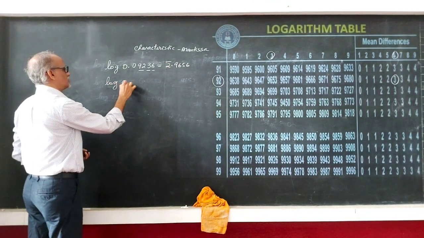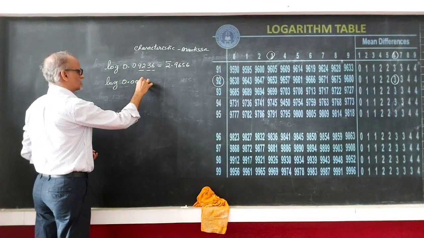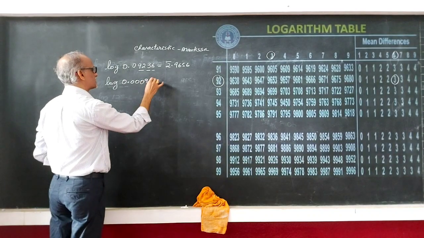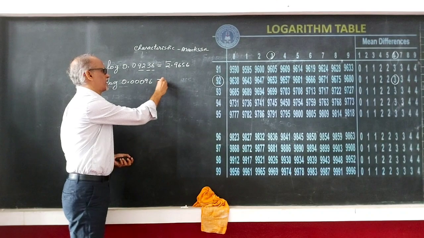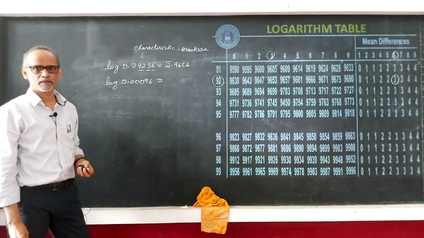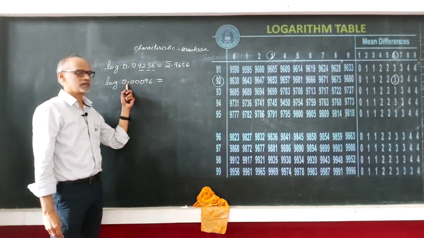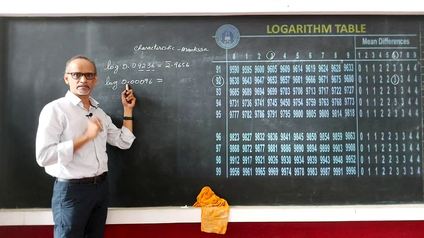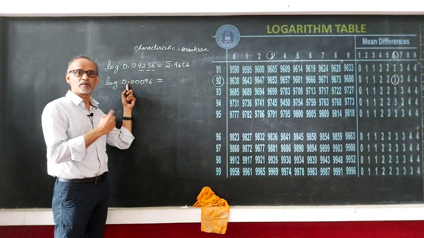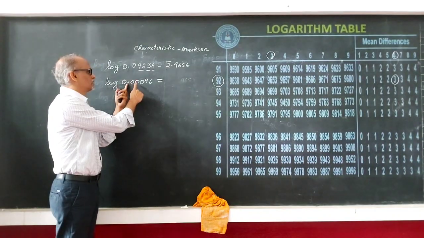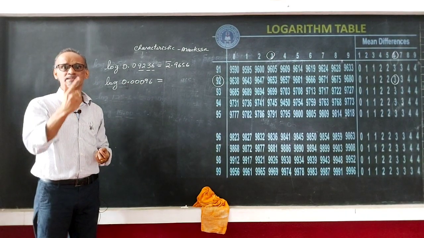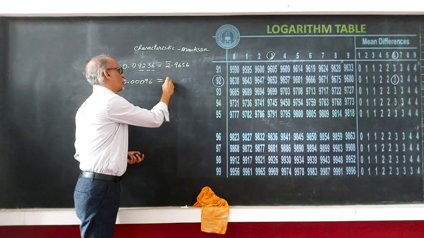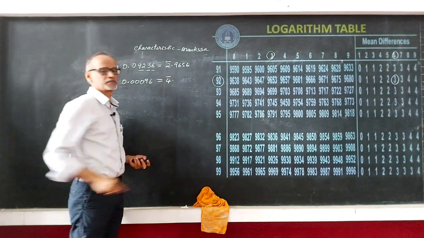Log 0.00096. So this is the number. Let's find the characteristic first. How do we do that? First, see where the decimal point is, and after that, see how many zeros there are. 1, 2, 3. 3 zeros. Increase it by 1. So that makes it 4 bar.